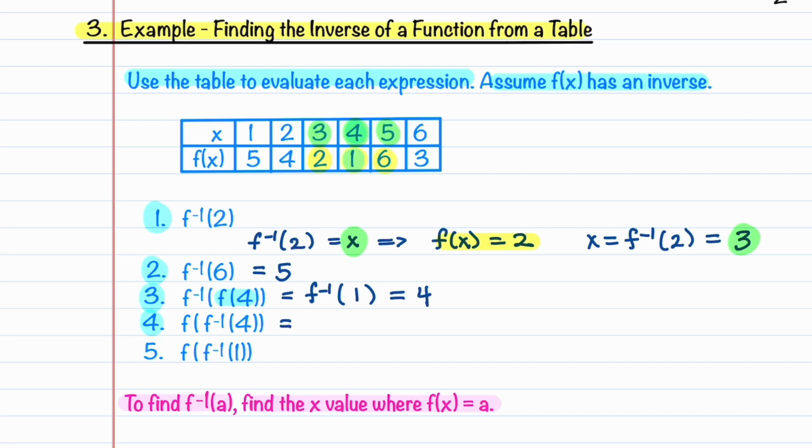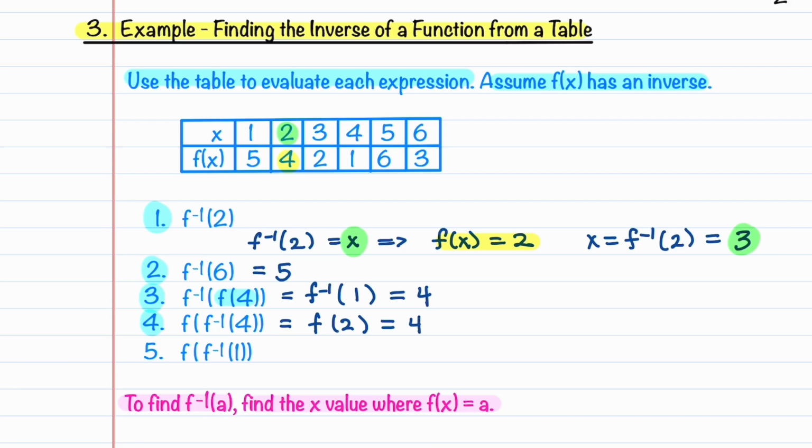And before we do that, let me go ahead and erase some of our highlighting we have up here. Now we're ready to start. We want to find the x value where f of x is equal to 4. So here's where f of x is equal to 4, and so our x value is equal to 2. So this becomes f of 2, since f inverse of 4 we found was 2. Now we have to evaluate f of 2, and looking back up at our table, we see that f of 2 is equal to 4.